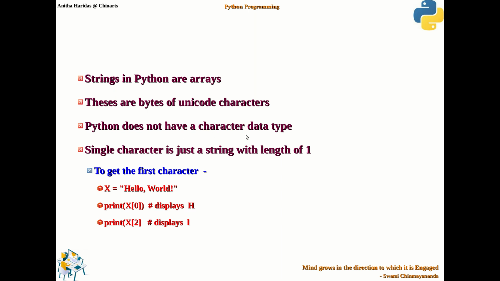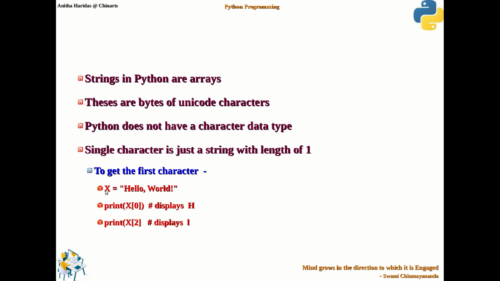Python does not have a character data type. If you want to have a single character, you need to declare it as a string with length of 1. And suppose, for example, you want to get the first character of a string. Obviously we will use indices for the string, because a string is considered to be an array of characters. So each character can be retrieved by using the string index, right? Because it is an array of characters.